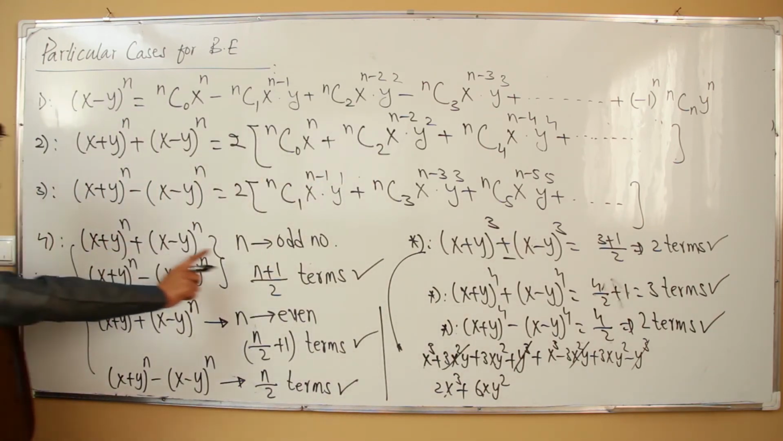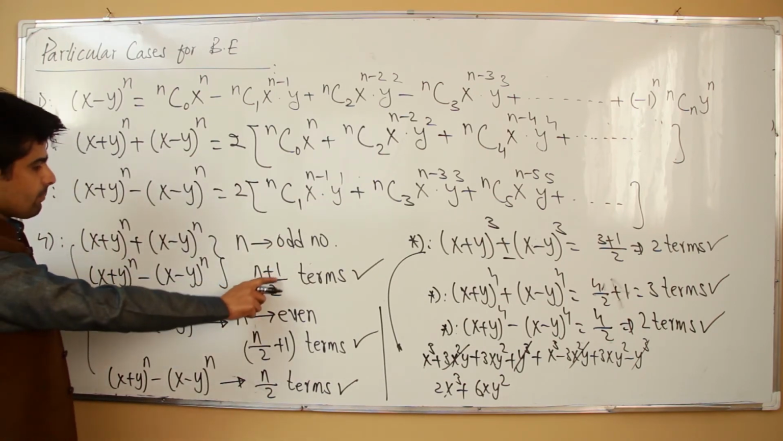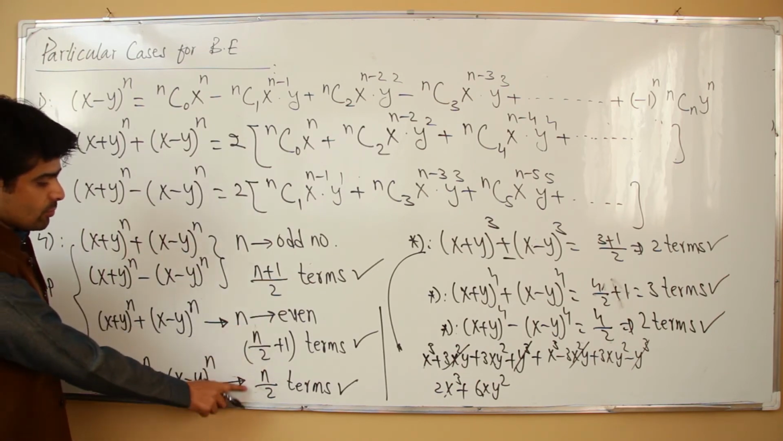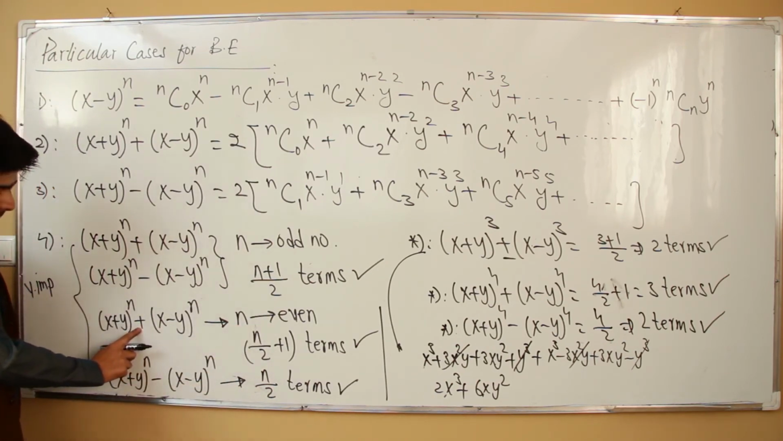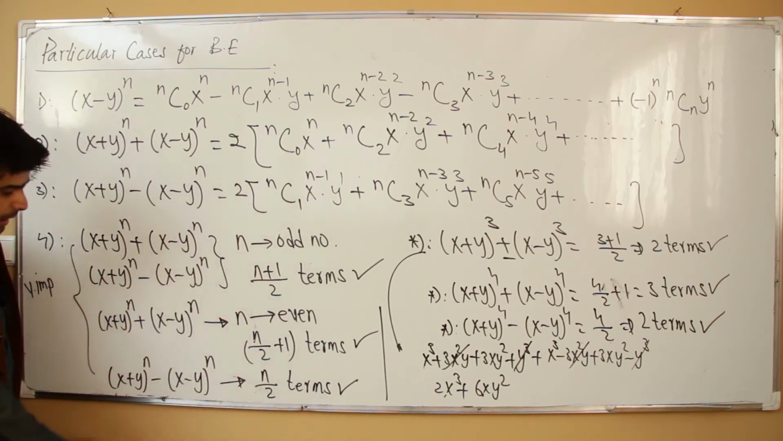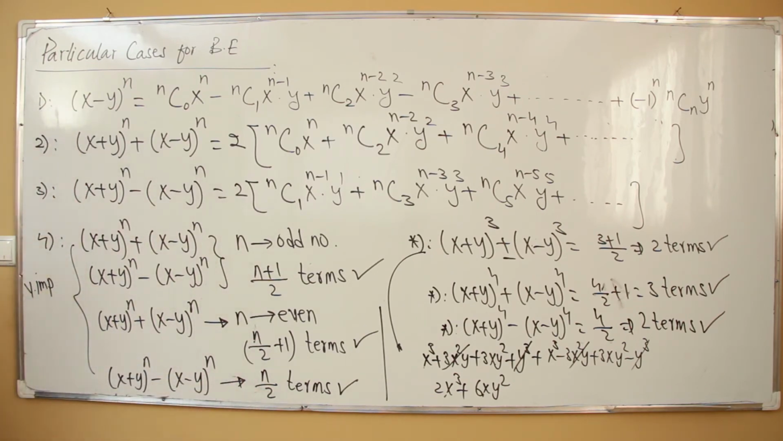If n is an odd number, how many terms? For addition and subtraction, we have n plus 1 divided by 2 terms. If n is even, then we have 2 cases. For summation, we have n divided by 2 plus 1 terms, and for subtraction, you have n divided by 2 terms. Write it, please.